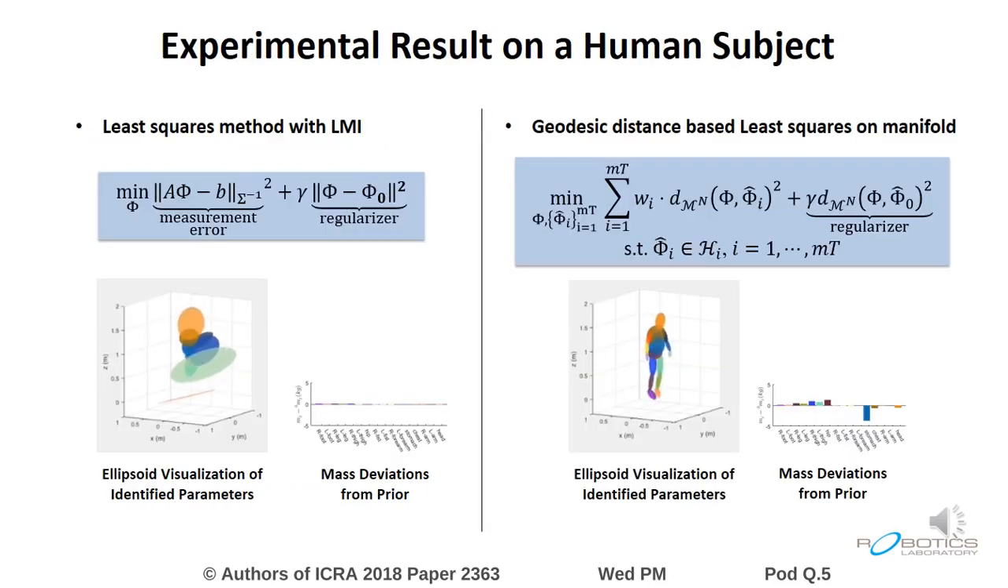And here are some identification results for experiments on a human subject. The identified parameters of each of the links are visualized as equivalent uniform ellipsoids. The least squares-based solution using the standard Euclidean metric is shown to result in considerable errors, with many of the links estimated as point masses or flat in one or more dimensions. In contrast, the identified parameters from our method are much more physically plausible.